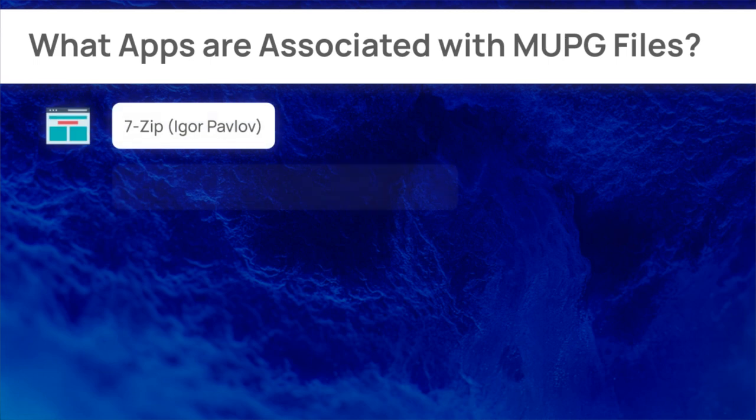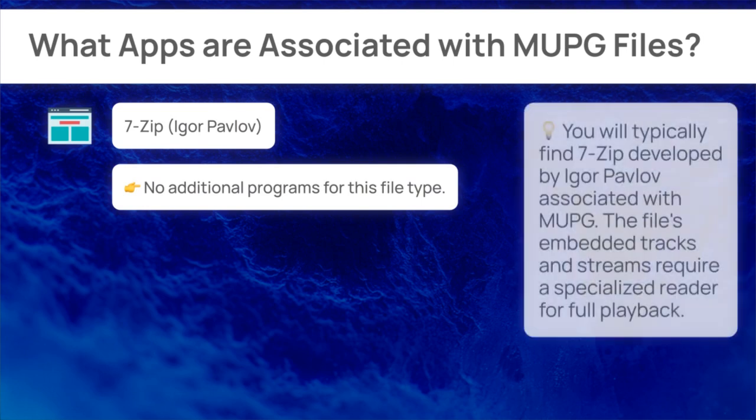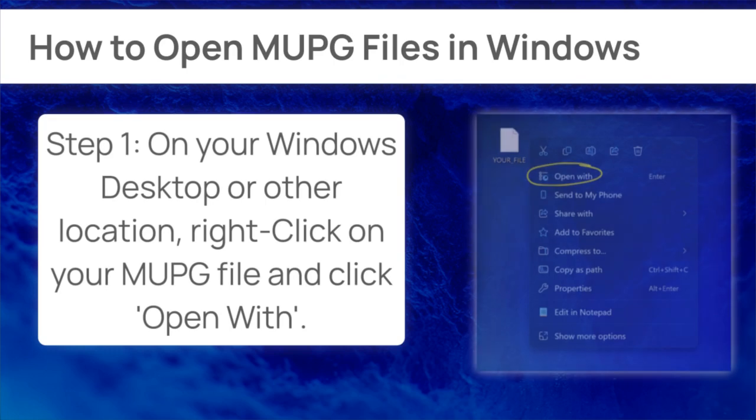Your first application to test with MUPG should be 7-zip from Igor Pavlov. The file's embedded tracks and streams require a specialized reader for full playback. Windows cannot interpret the historical format, so external tools provide the only access. We are going to find the right reader.